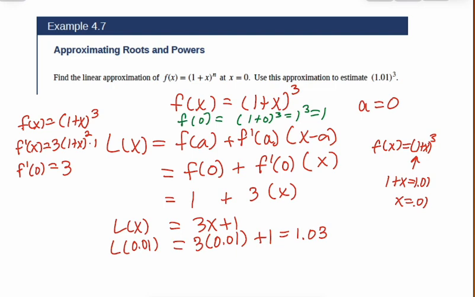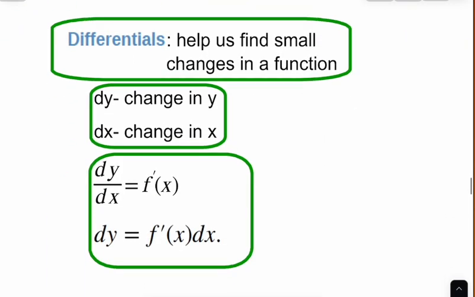What did I do? Yeah, it is a linearization. You do get a y equals mx plus b, so you do get a much simpler form to plug into, and that's the power of it, that we are able to use a much simpler equation. Otherwise, we would have to do 1.01 times 1.01 times 1.01. This just allows us to do something quicker to estimate that number.